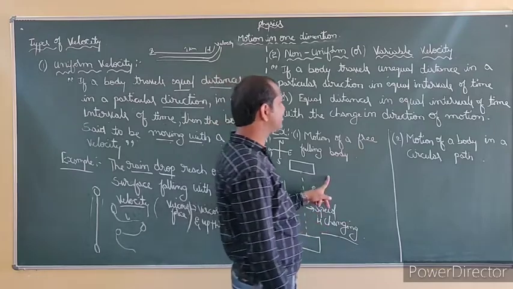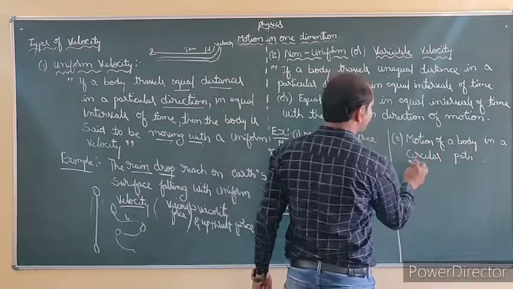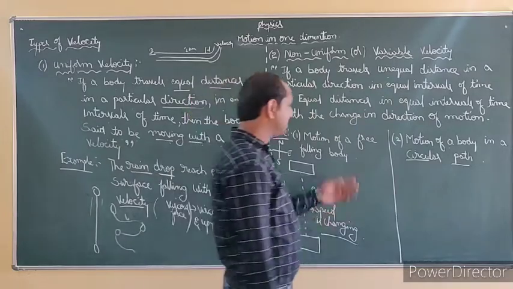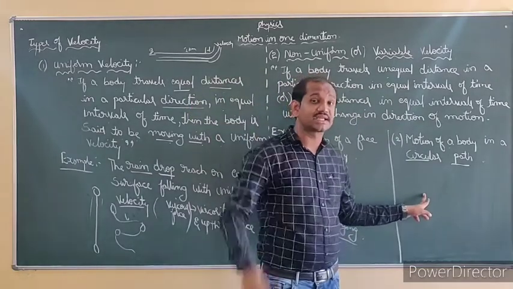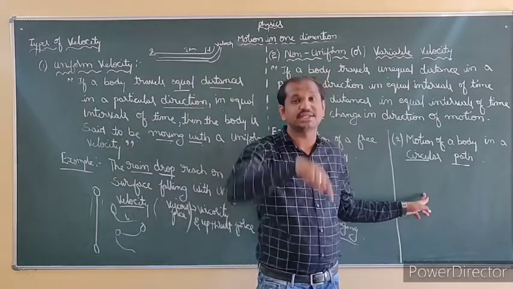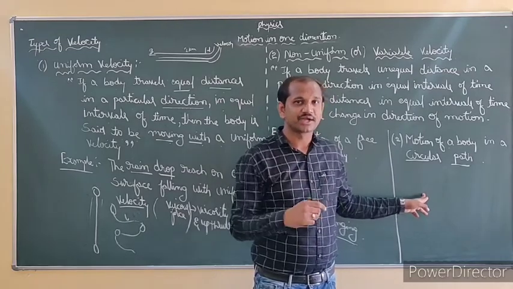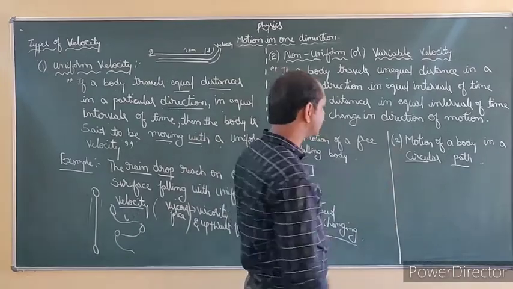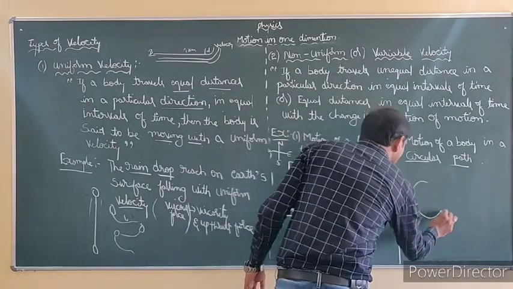There is one more example we can take, that is motion of a body in a circular path. Already we have studied in the case of displacement, what will be the displacement in the case of a circular path? 0. What will be the distance? 2 pi r.